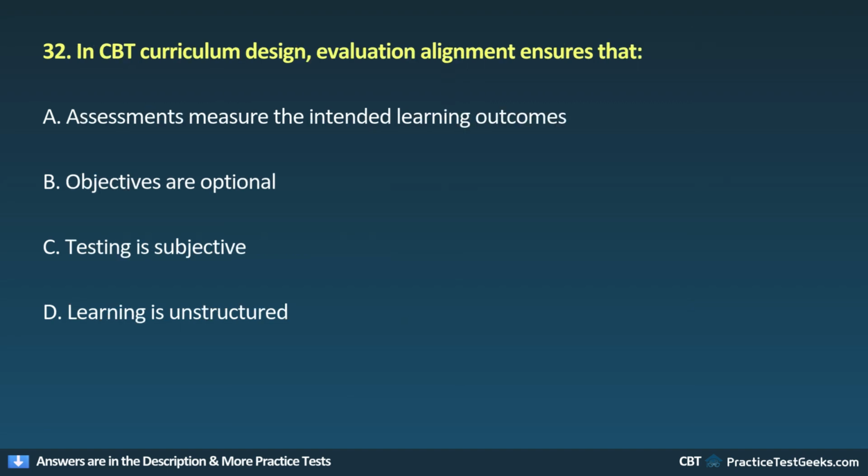32. In CBT curriculum design, evaluation alignment ensures that A. Assessments measure the intended learning outcomes. B. Objectives are optional. C. Testing is subjective. D. Learning is unstructured.